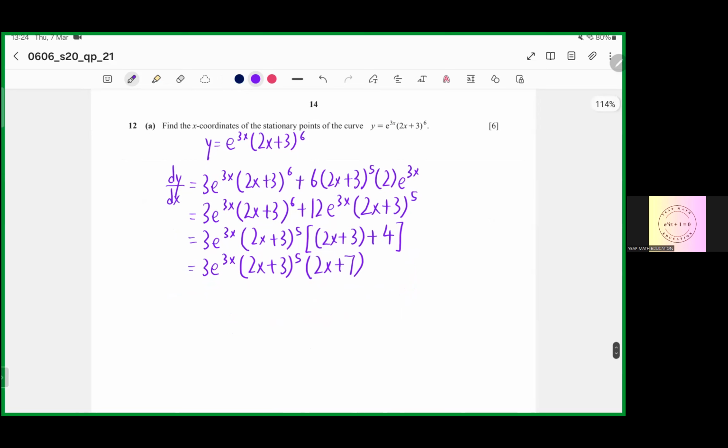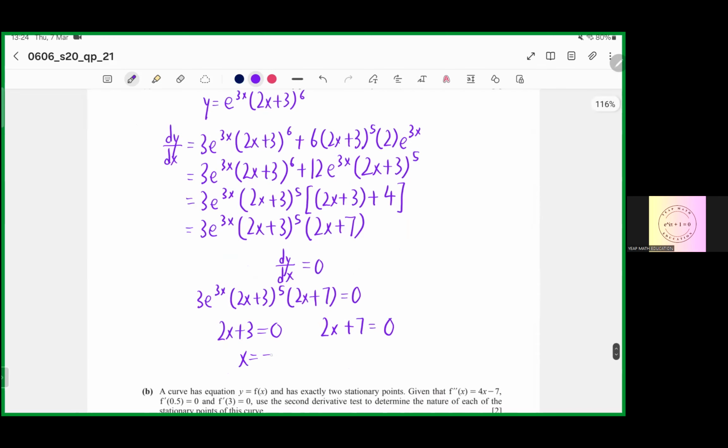Okay, that's because the question wants to find the stationary point x coordinates, right? So we just take dy/dx equals 0. So 3e^(3x) (2x plus 3)^5 (2x plus 7) equals 0. So we get 2x plus 3 equals 0 and 2x plus 7 equals 0. So we get x equals negative 3 over 2 and x equals negative 7 over 2.